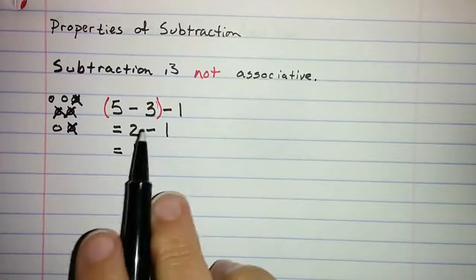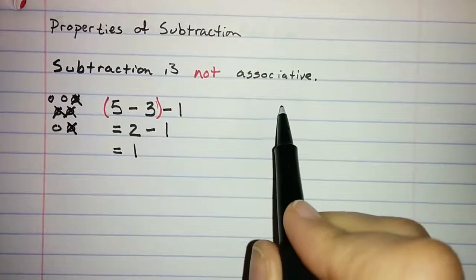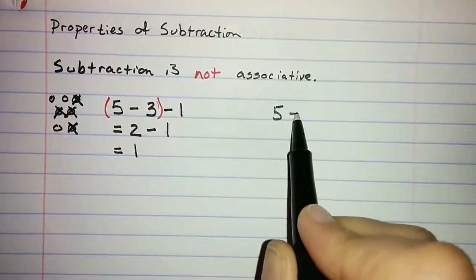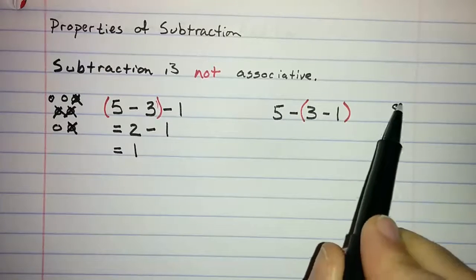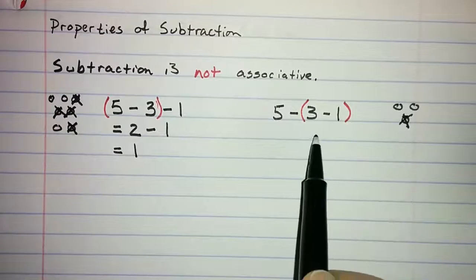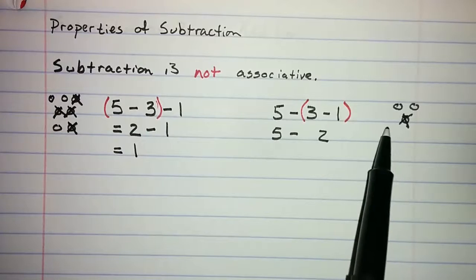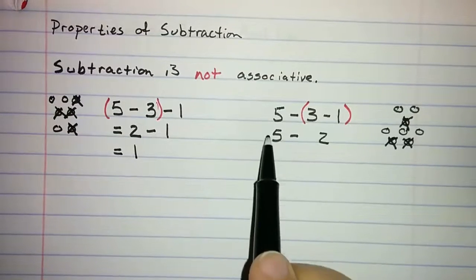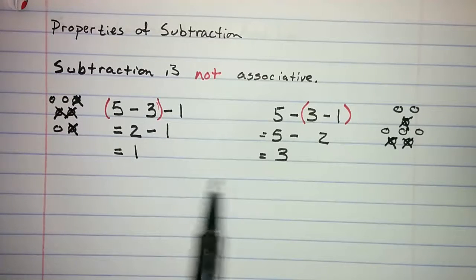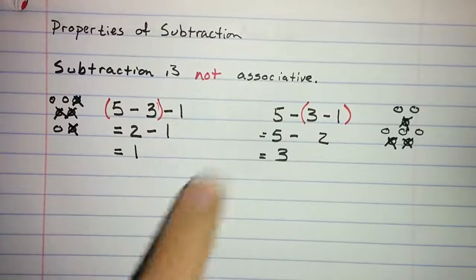On the other hand, we could do the second subtraction first if there were parentheses telling us to do so. All right, so here we'll do 3 minus 1 first. That's 2. 5 minus 2 is 3. And since on most days 1 and 3 are different, that shows us that subtraction is not associative.